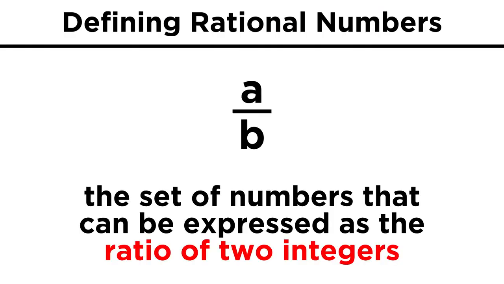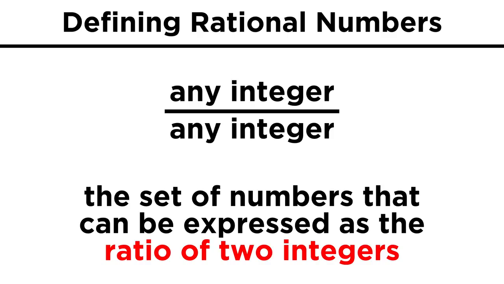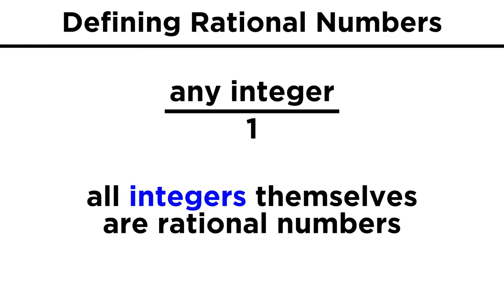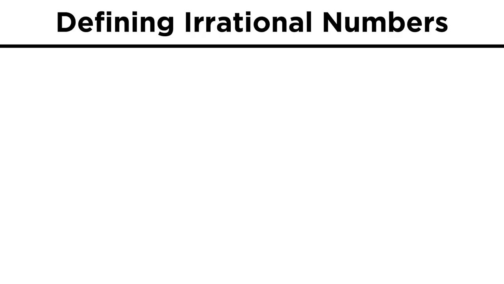Rational numbers are defined as any number that can be expressed as the ratio of two integers. 3/2, 93/604. You just make a fraction, put any integer on top and any integer on the bottom, and you've got a rational number. The number on the bottom can also be 1, so all the integers themselves qualify as rational numbers. The only number that can't go on the bottom is 0, as that will yield a value that is undefined. Now, what are these irrational numbers?